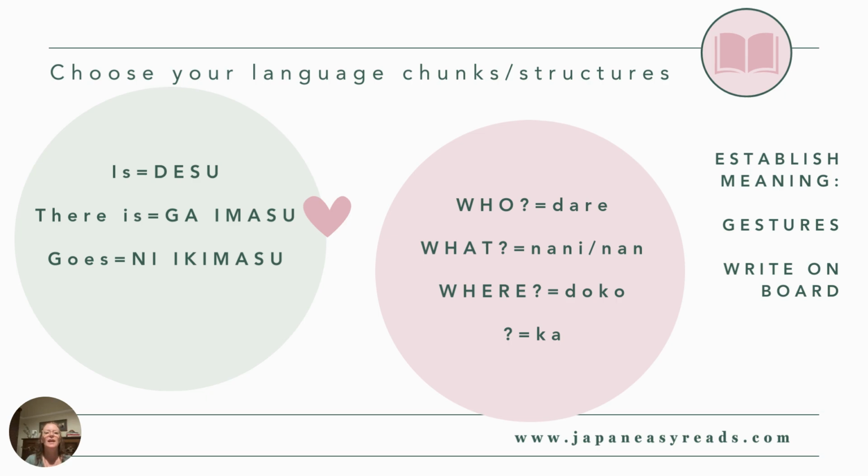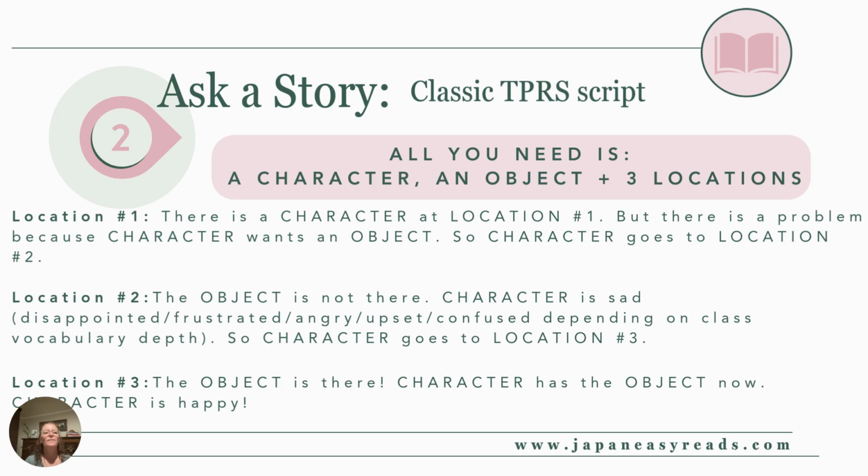So we choose our language chunks. We've got those. We've established meaning. Then we ask a story. So the classic TPRS story script, all you need is a character, an object, and 3 locations. So location 1, there is a character, but there is a problem because the character wants an object, a thing, something.